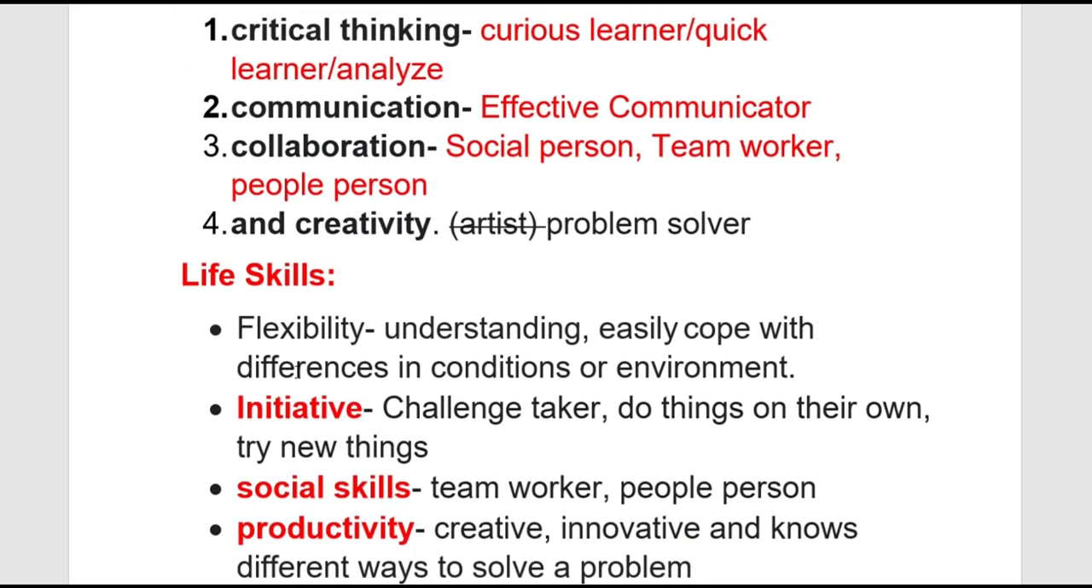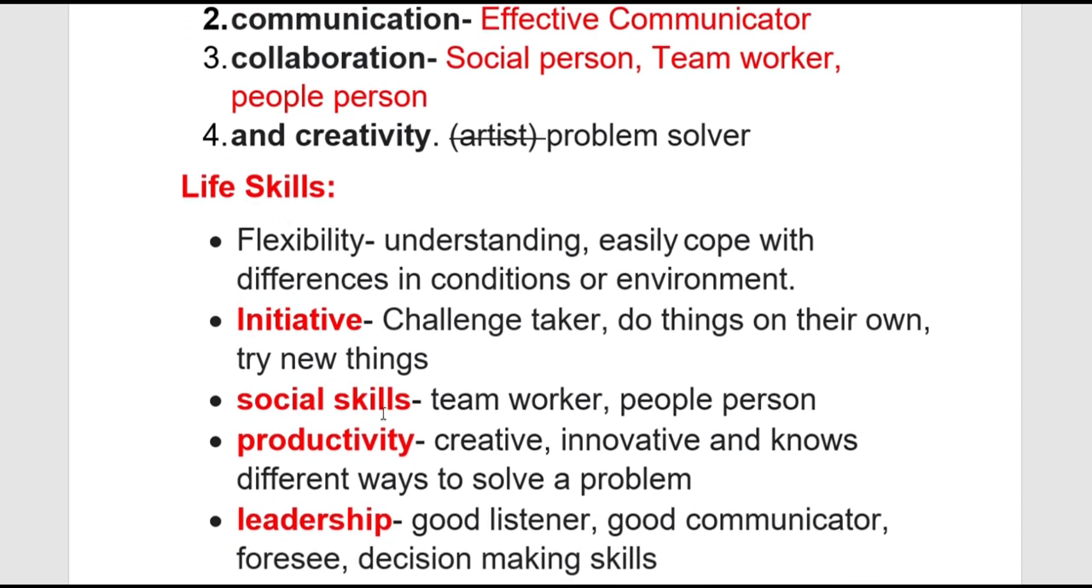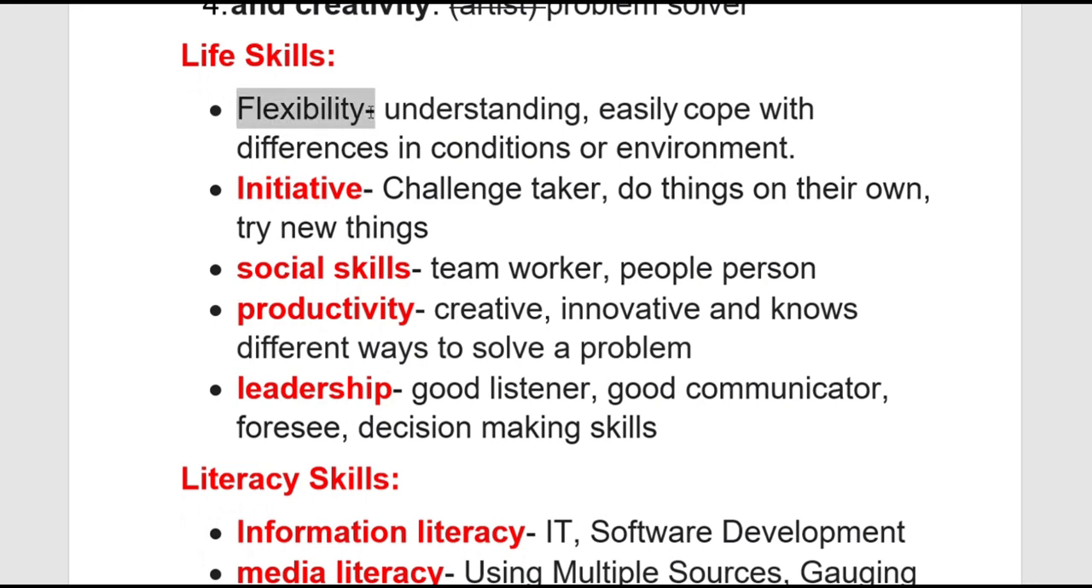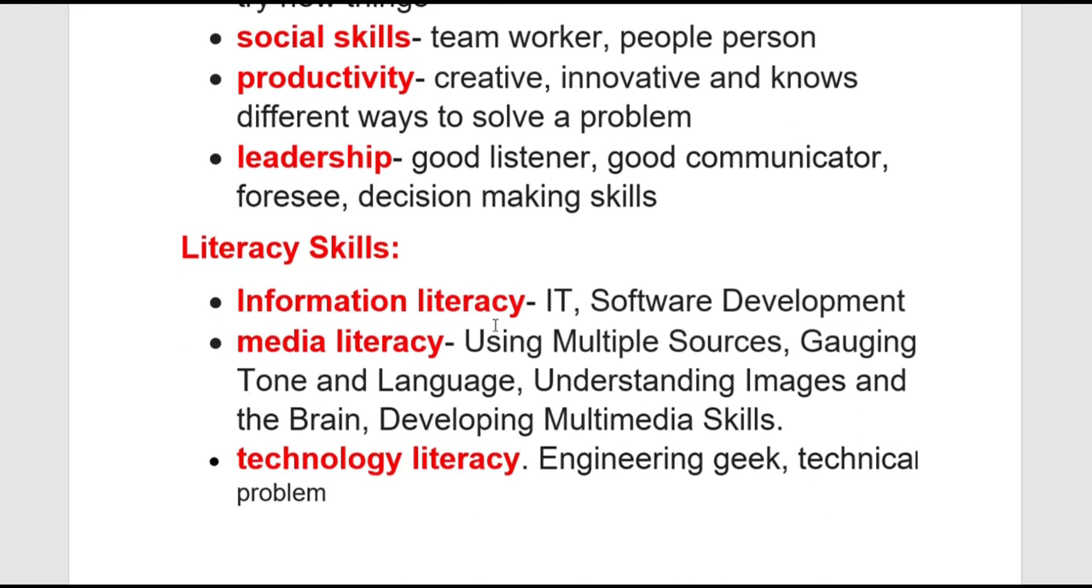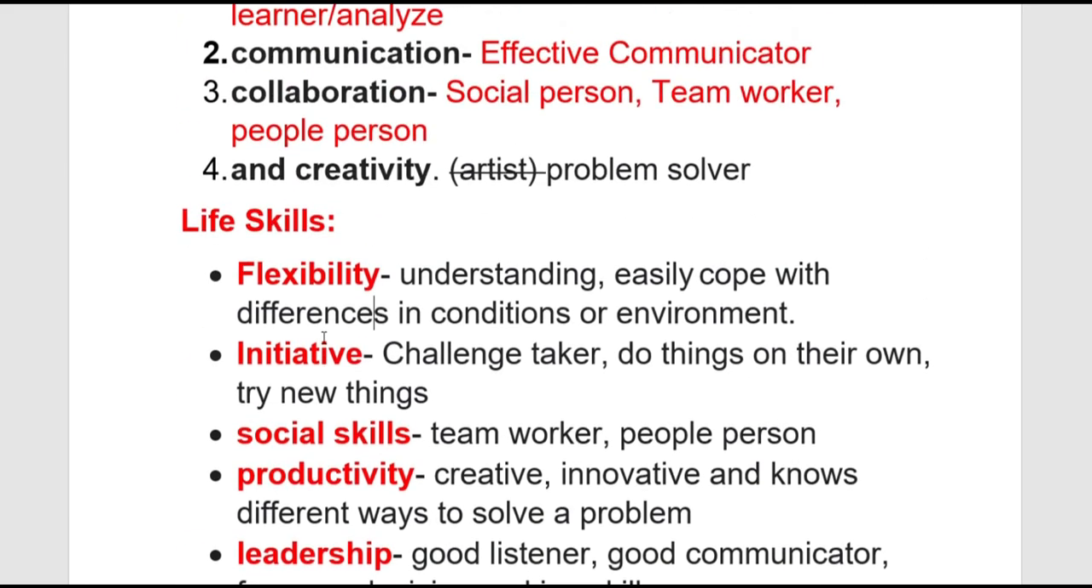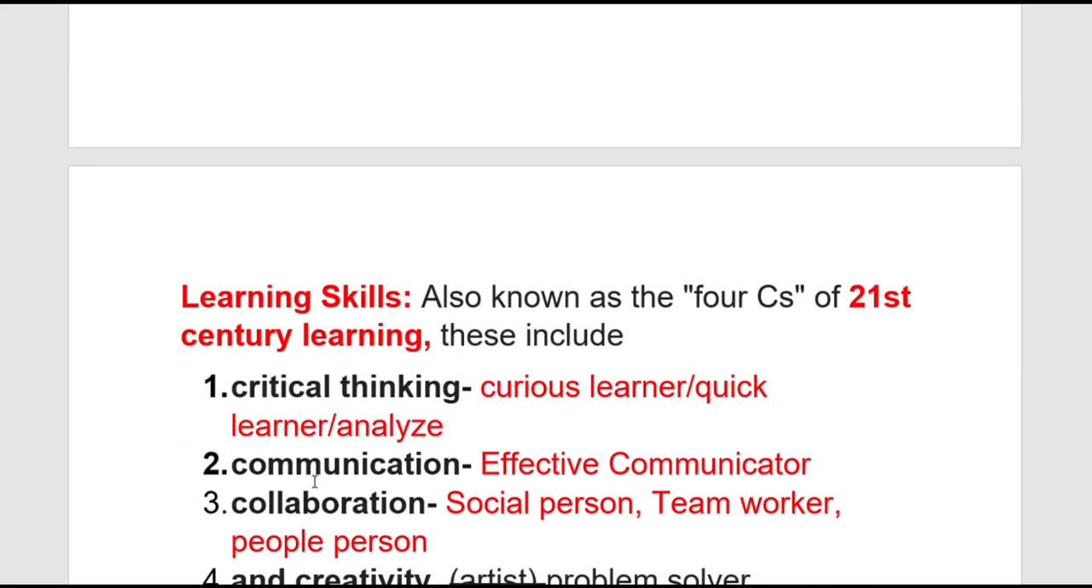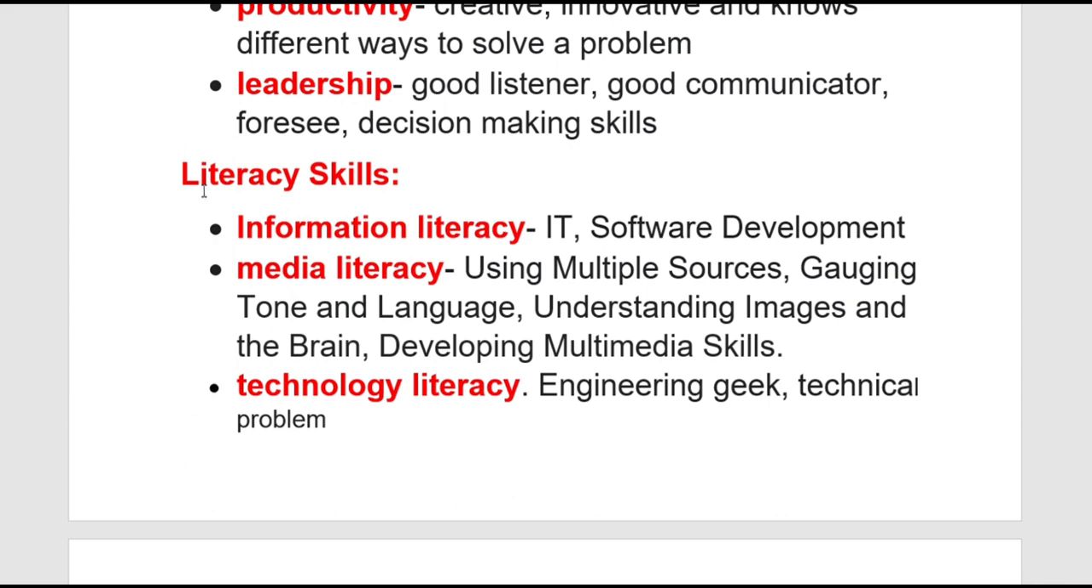Then we have life skills. Within the domain of life skills, we have flexibility, initiative, social skills, productivity, and leadership. I noticed that this flexibility is not the same in color as the others. All right. So these are, I would say, sub skills describing life skills. And literacy skills include information literacy, media literacy, and technology literacy. Now, in summary, we have learning skills, we have life skills, and we have literacy skills.